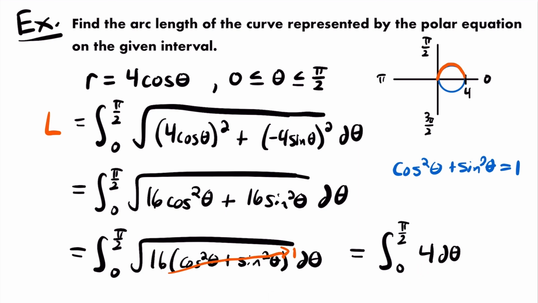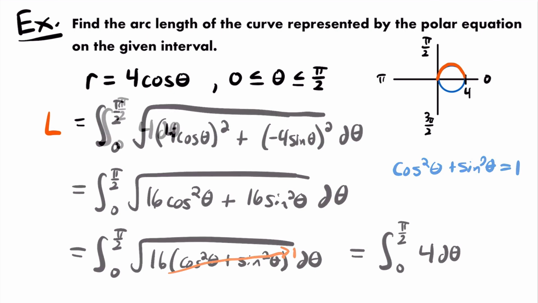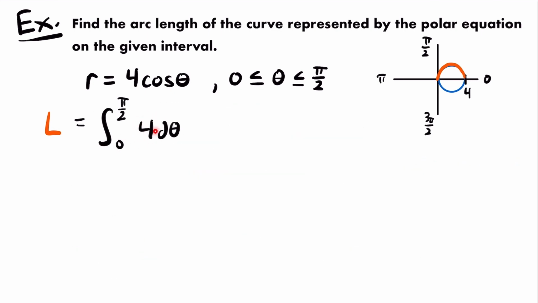Okay, and so now we have a fairly easy integral to solve here. So let's do that. The integral of 4, which is just a constant, will be that value of 4 times the variable of integration, which in this case is theta. So this will be equal to 4 times theta evaluated from 0 to pi divided by 2. And so now we just have to evaluate 4 theta at pi divided by 2 and subtract the evaluation at 0.